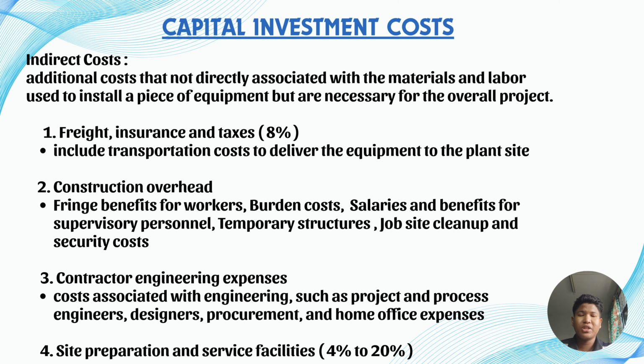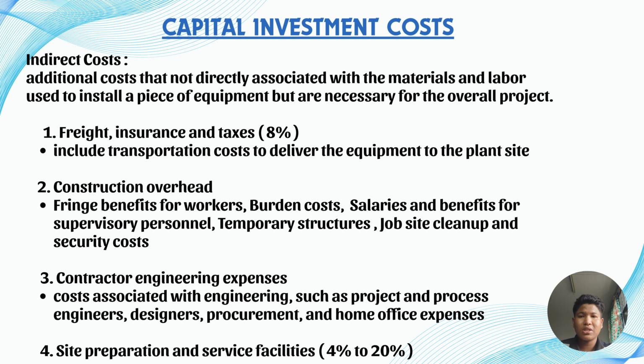Indirect costs are additional expenses that are not directly tied to the material or labor used to install the equipment, but they are essential for the overall success of the project. First, we have the freight, insurance and taxes, which is typically around 8% of the total equipment cost. This includes the transportation of equipment from the supplier to the plant site, insurance coverage during transit, and any applicable taxes. This ensures the equipment arrives safely and legally ready for installation.